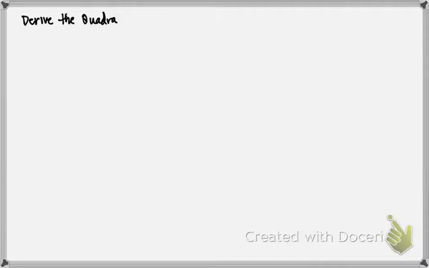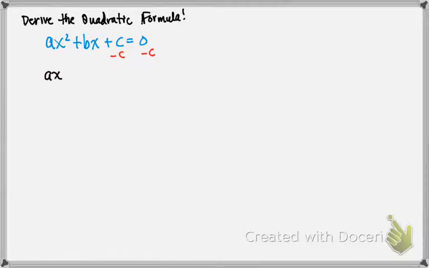And to do it, we're going to use completing the square. So we're going to start with ax squared plus bx plus c equals 0. Just like we said before, we're going to isolate the quadratic and linear terms by getting rid of the coefficient, taking it to the other side by doing inverse operations. So now I have ax squared plus bx equals negative c.